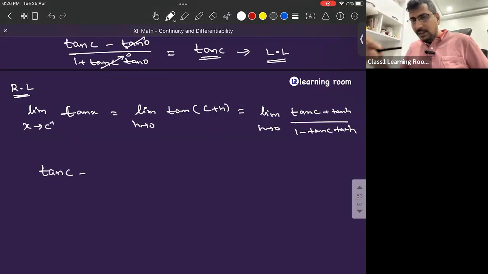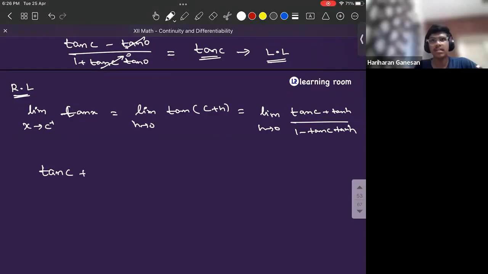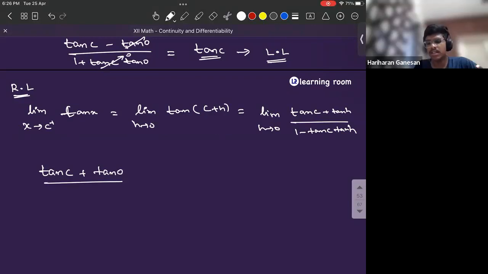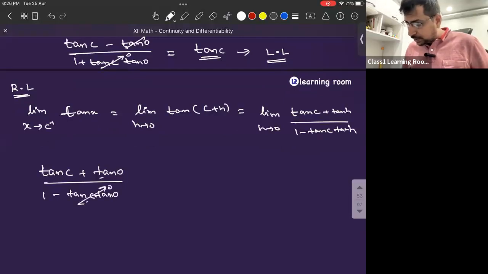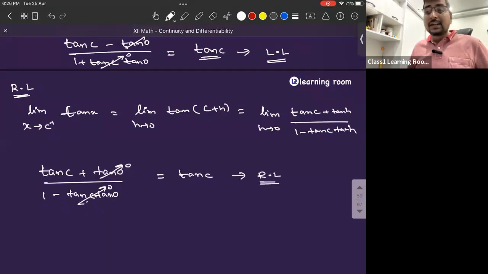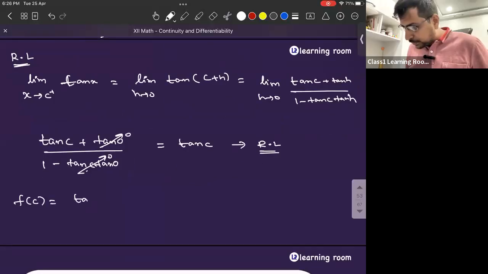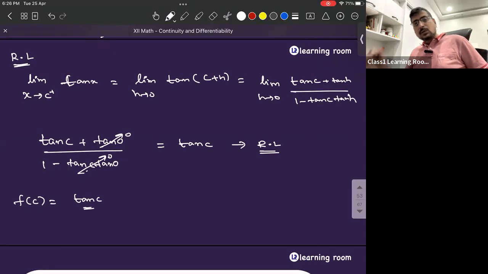Give me the detailed step. Tan c plus tan 0 by 1 minus tan c into tan 0. So tan 0 is eliminated. Yes, that is going to be tan c. Then this is going to be the right limit. Then what about the function value? f of c is going to be equal to tan c. So what can you conclude? Left limit is equal to the right limit is equal to the function value. Hence, it is continuous.